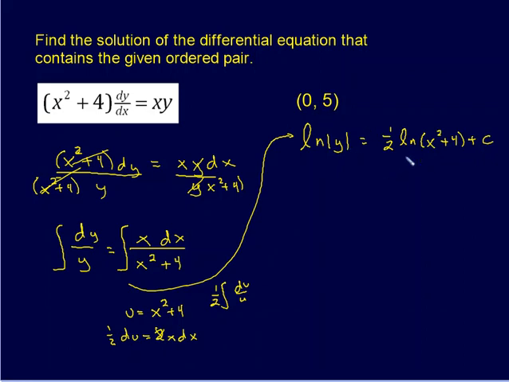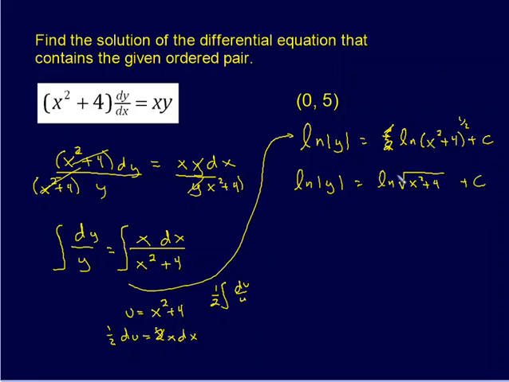And at this stage, notice I didn't put the absolute values around x squared plus 4 because there's no way that that can ever be negative. And it's also a good idea at this point that this 1/2 multiplying the log, that 1/2 can become the power of x squared plus 4. So let's go ahead and write this now as the natural log of y equals the natural log of the square root of x squared plus 4, all plus a constant.